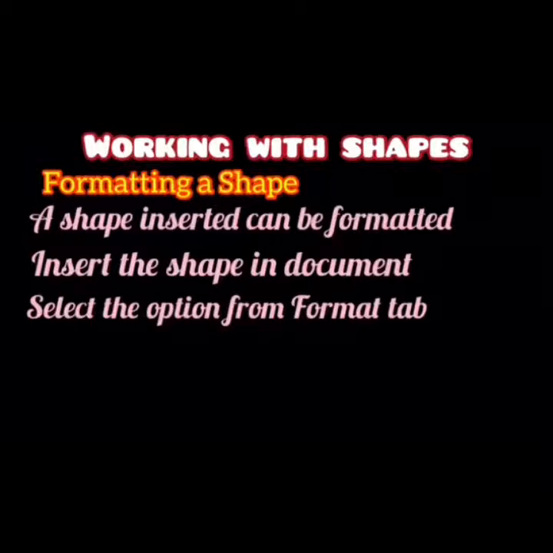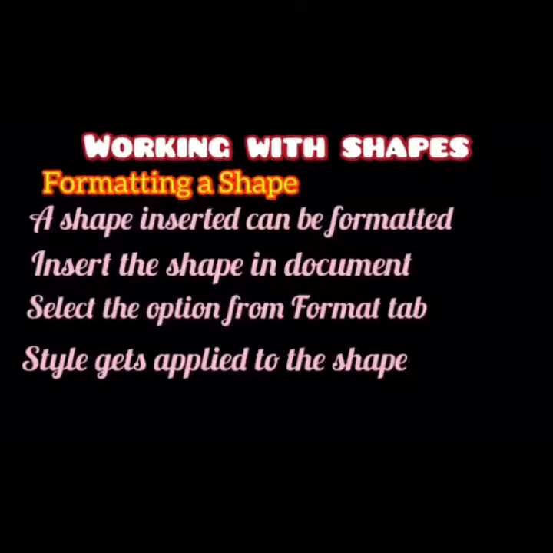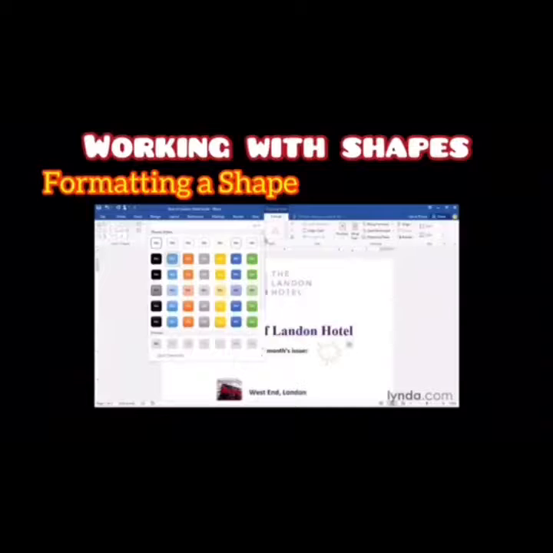After that, you have to click on the Format tab. There you will get many styles which we can apply to the shape. Accordingly, you have to select the color and the style whichever you want so that it will be applied to the shape which we have inserted. So for formatting a shape, first step is that we have to insert a shape like how we saw in this document.